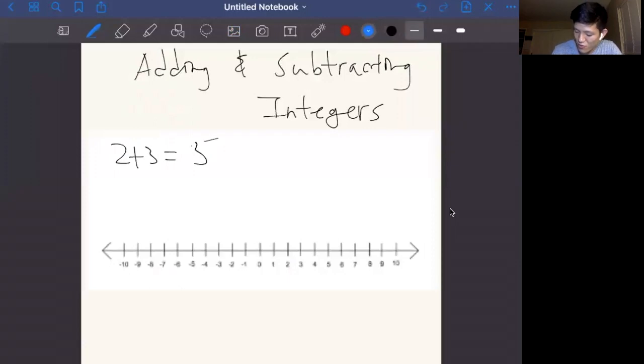Well, from 0, I'm just going to draw a line at 0. First, we travel 2, that's positive 2, right? We go 1, 2, that's positive 2. Then we added 3, which you travel 3 more. 1, 2, 3, plus 3. And then we ended up at 5. That's how we use the number line for the addition of integers.